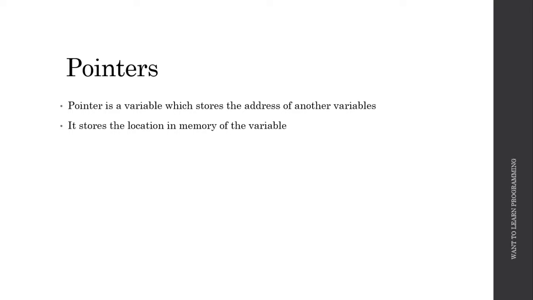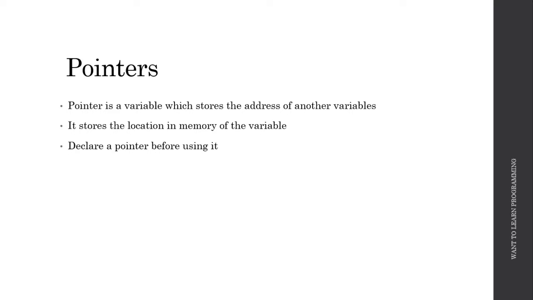When we say address of a variable, it means that there is one place in memory where the value of the variable will be stored. So what pointer variables do is store that address, the address of that memory space, in themselves. So let's see how to declare and use pointers.